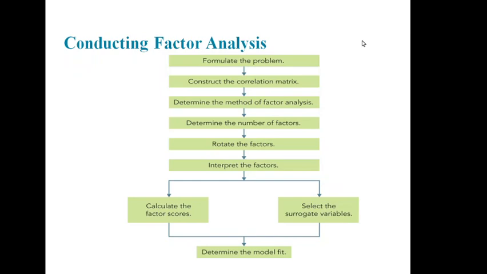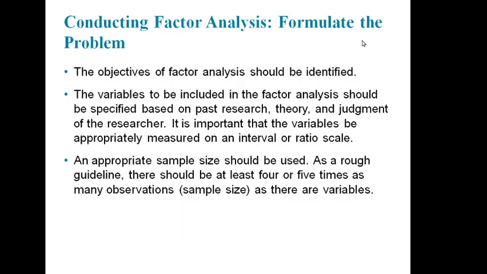So how do you conduct factor analysis? We can do it in a step-by-step manner. The first thing that you have to do is formulate the problem. Now, how do you formulate the problem? First, you have to find out the underlying objective for doing that particular factor analysis. The variables to be included in the factor analysis should be specified based on past research, theory, and judgment of the researcher.